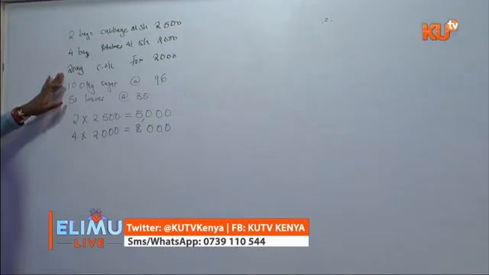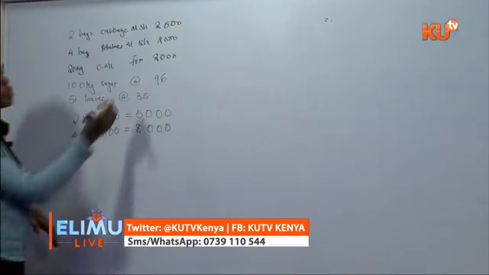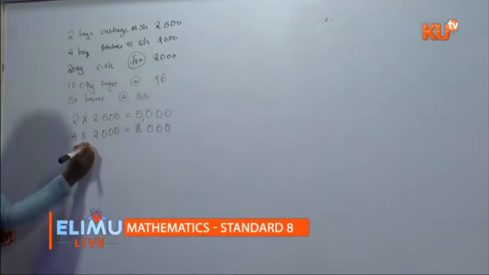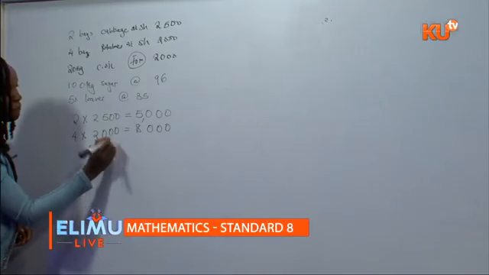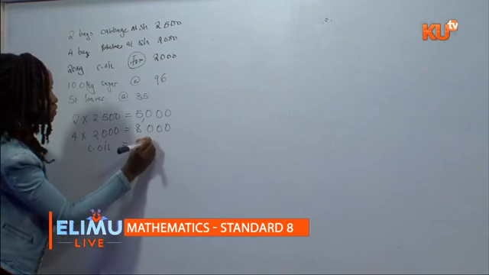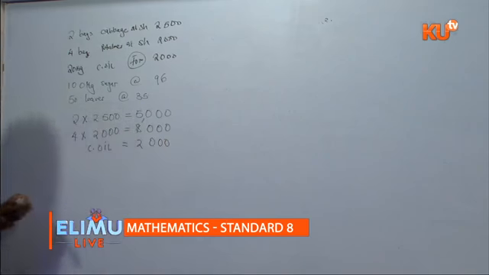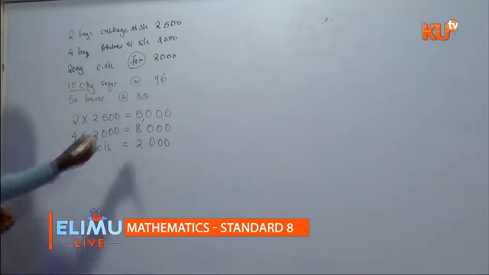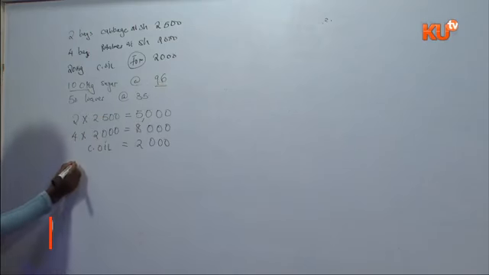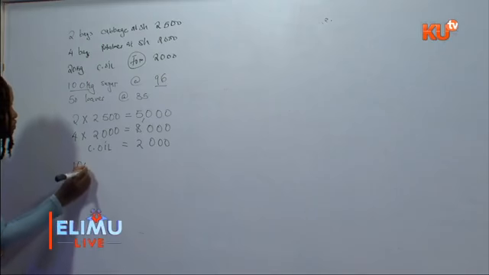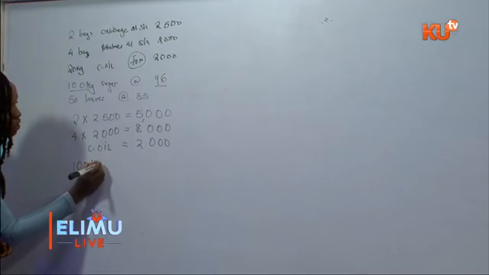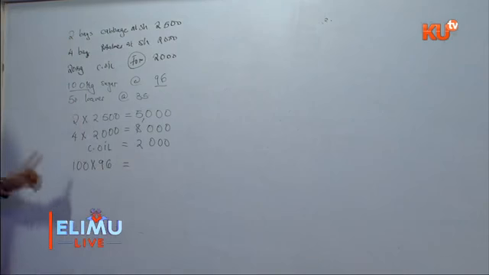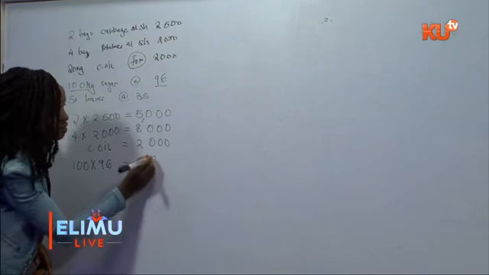Then the 20 kgs of cooking oil cost 2,000 shillings. Then I have 100 kgs of sugar at 96 shillings. So it is going to be the number of kgs bought times the cost of 1 kg. That is 96 times 100. We get 9,600.